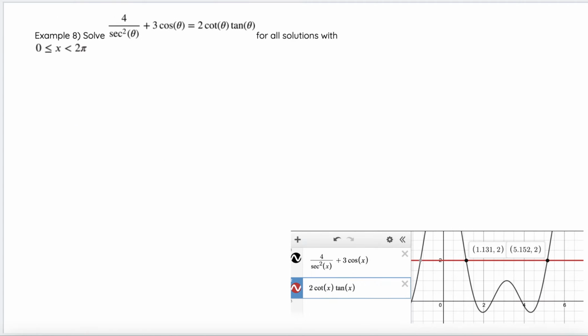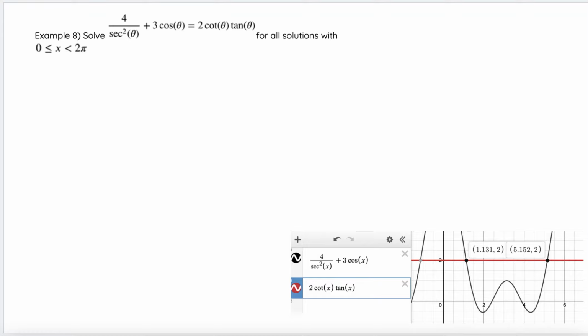Our last example. Here I'm starting out with 4 over secant squared plus 3 cosine equals 2 cotangent times tangent. All kinds of weird things. Again, turning into sines and cosines first. I'm also going to turn cotangent into tangent because we're going to see what happens.